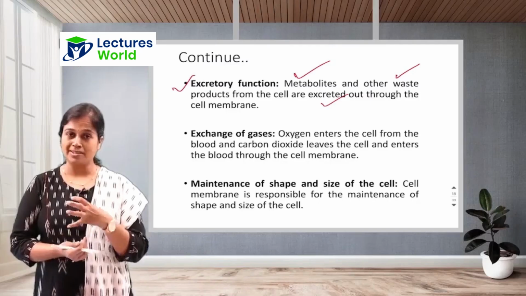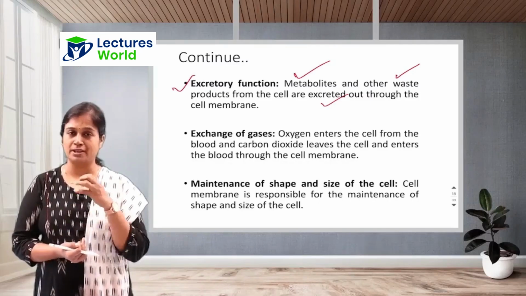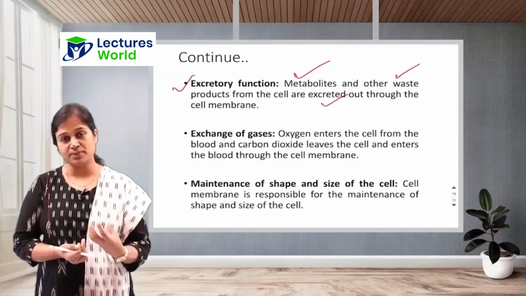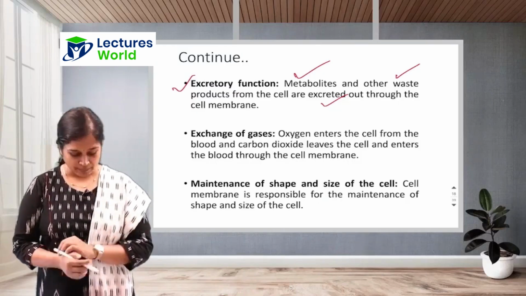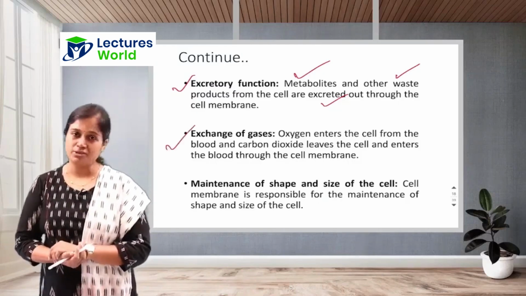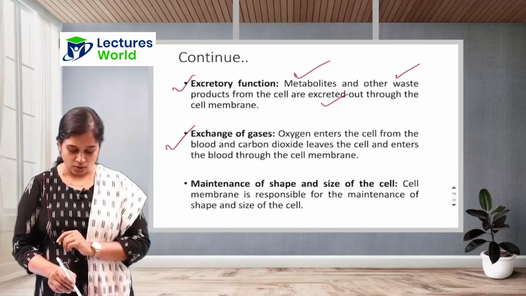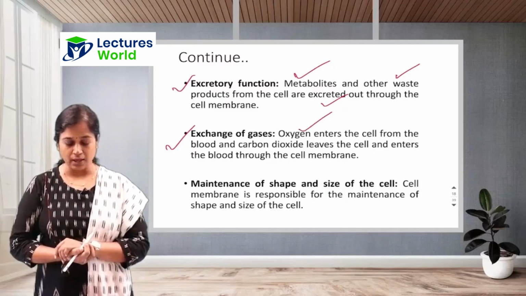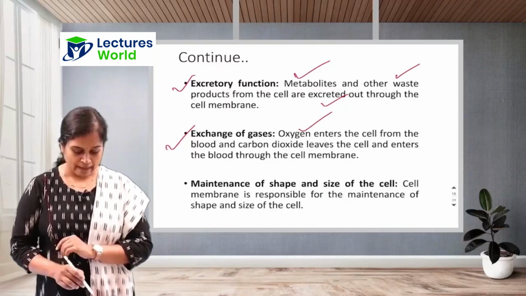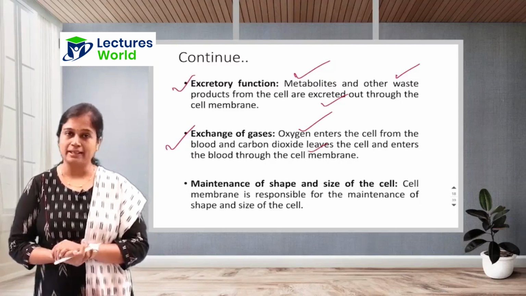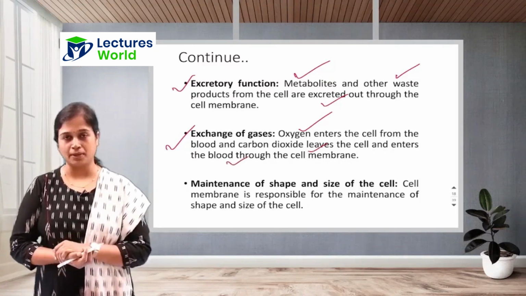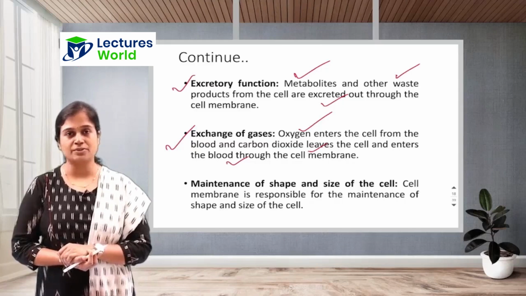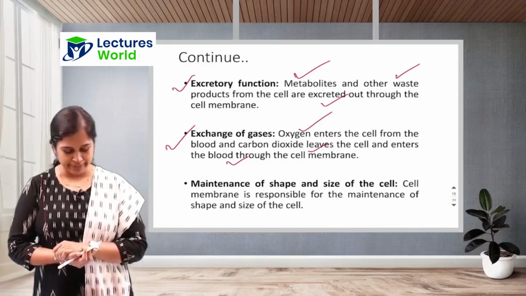Again, those substances that are not useful, which are harmful or are waste products, are excreted through the plasma membrane only. Now another function is the exchange of gases. As we know, oxygen enters the cell from the blood and carbon dioxide leaves the cell and enters the blood through the cell membrane only. So this gas exchange takes place through the cell membrane.